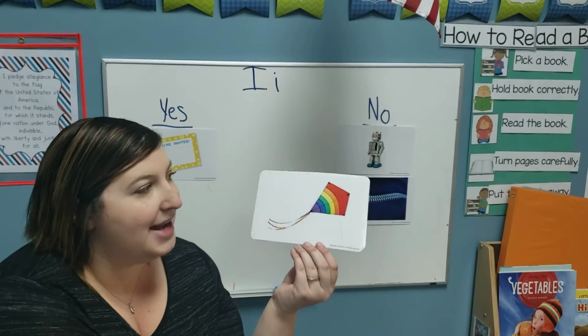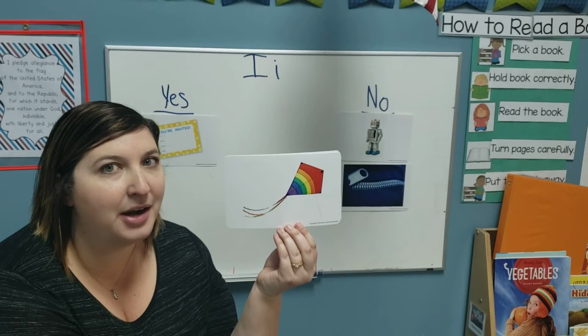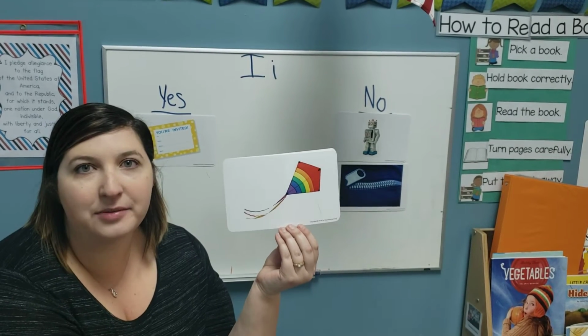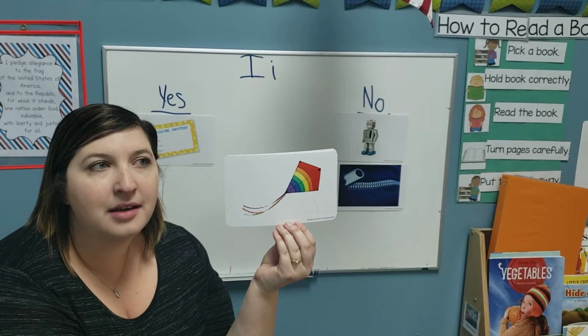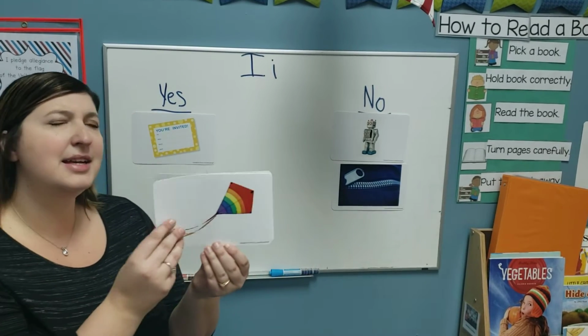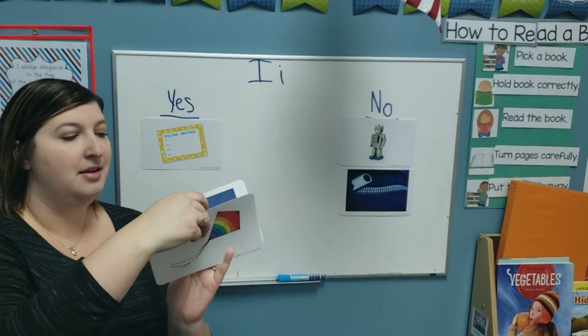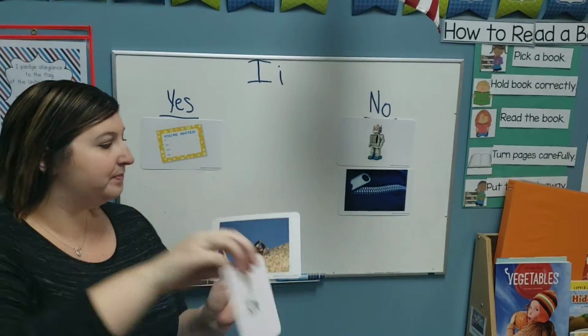Ooh, look at that. A kite. Flying a kite is something I used to love to do in the springtime when I was younger. Let's think of the sounds though. Kite. I don't think kite starts with an I. I think kite starts with a K. It does.